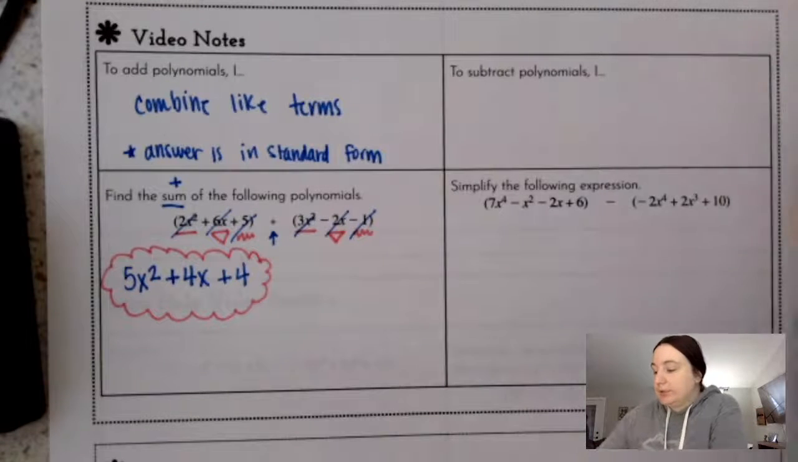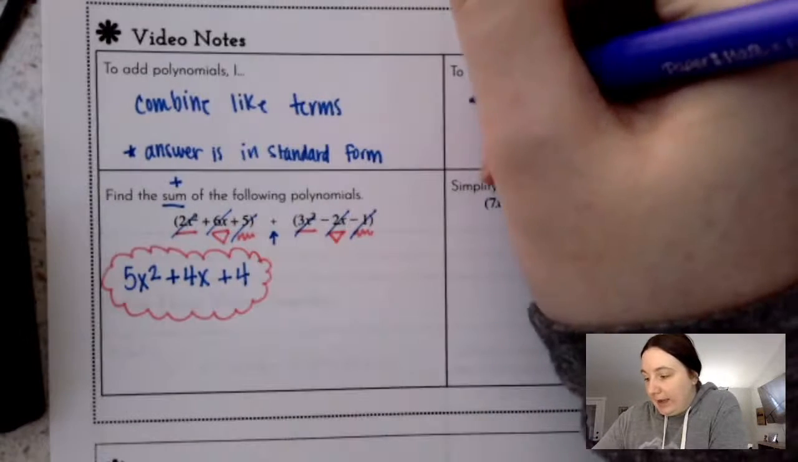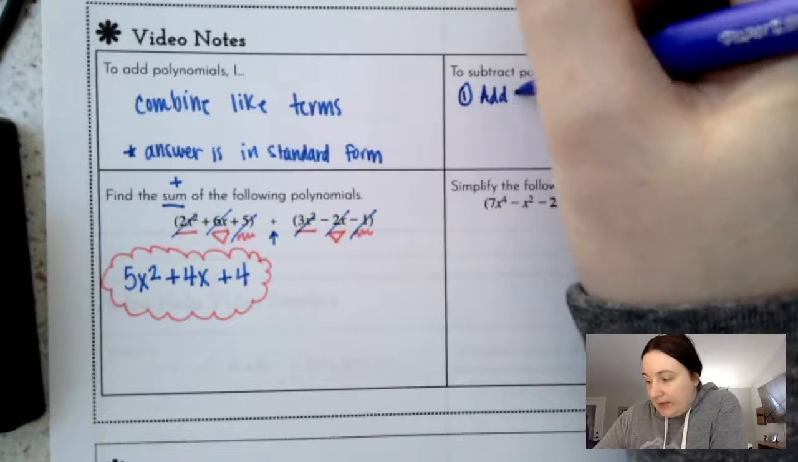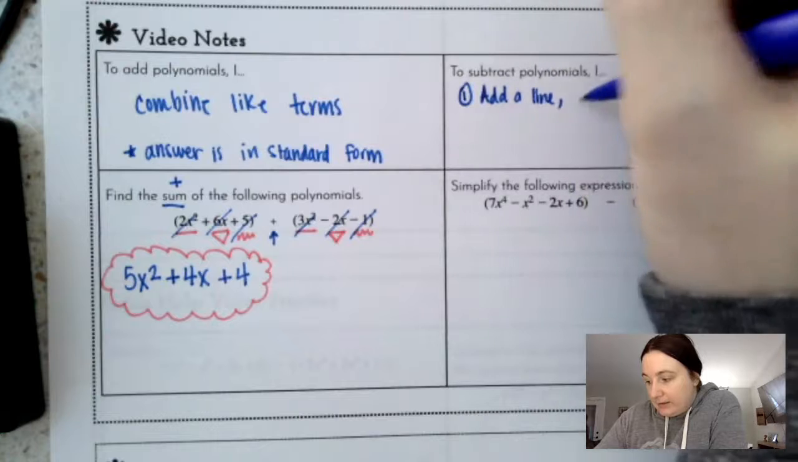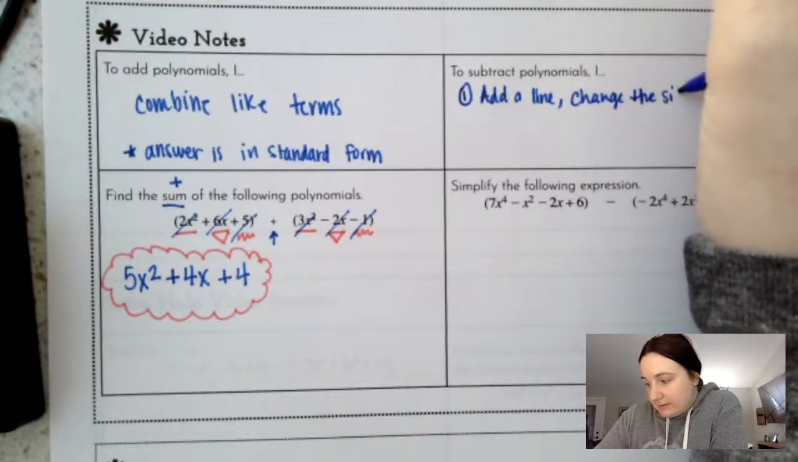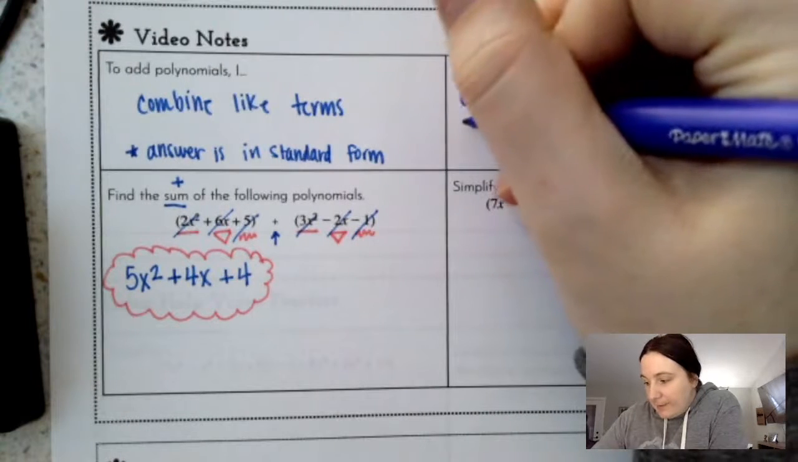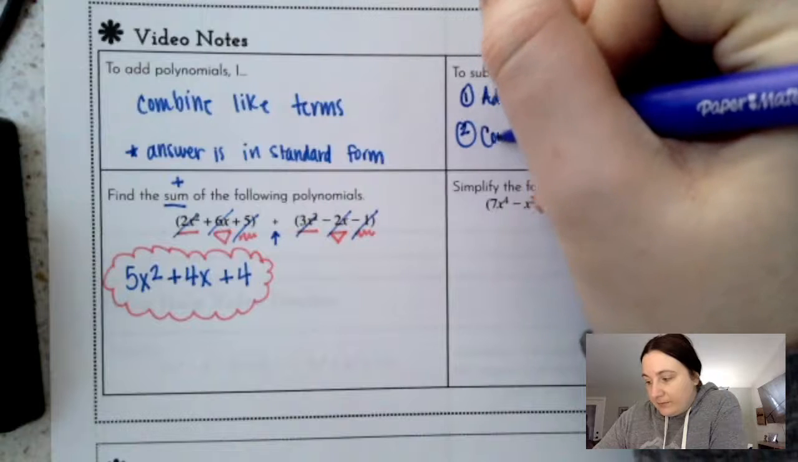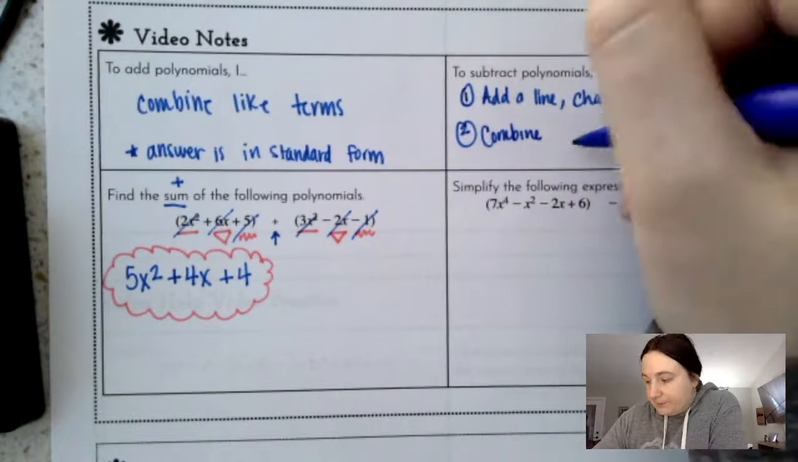So to subtract polynomials, I first add a line, change the sign, and then second, combine like terms.